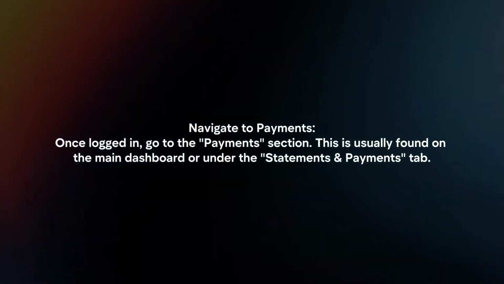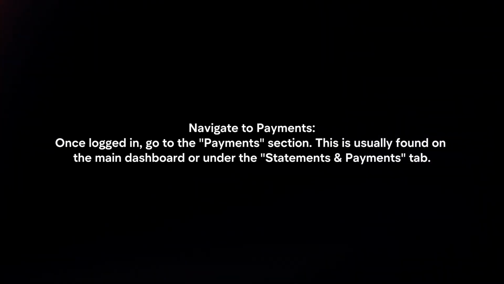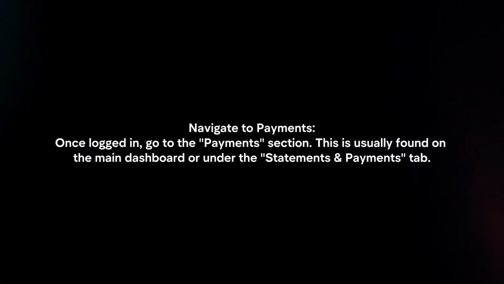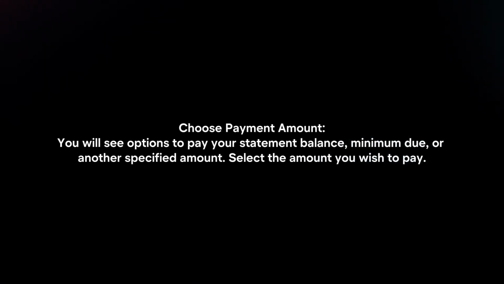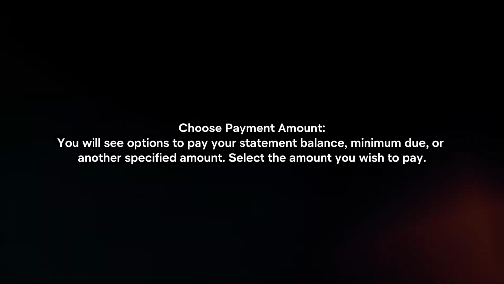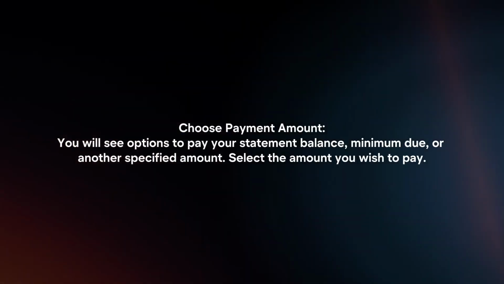Navigate to Payments. Once logged in, go to the Payments section. This is usually found on the main dashboard or under the Statements and Payments tab. Choose Payment Amount. You will see options to pay your statement balance, minimum due, or another specified amount. Select the amount you wish to pay.